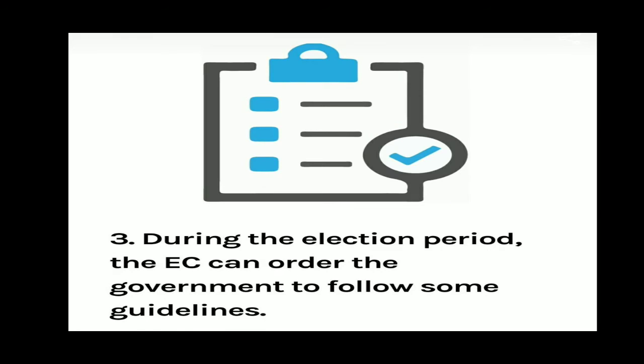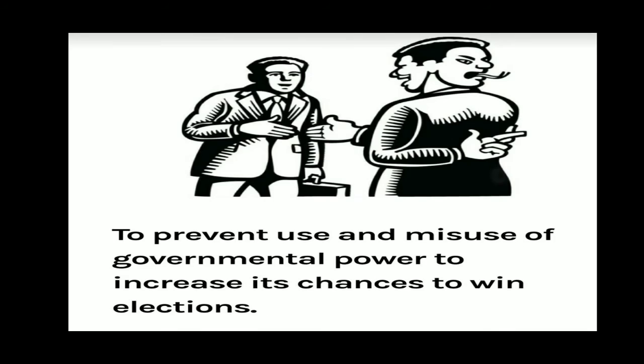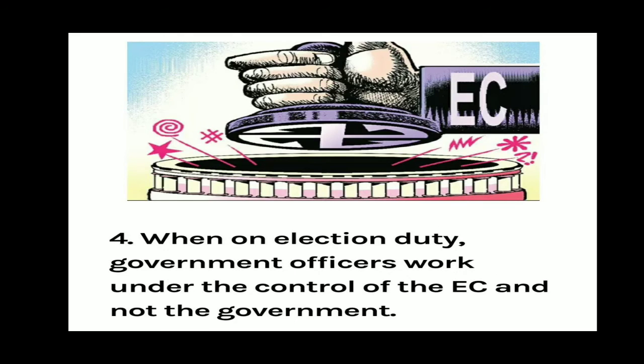Third, during the election period, the Election Commission can order the government to follow some guidelines to prevent the use and misuse of governmental power to increase its chances of winning elections. Fourth, on election duty, government officers work under the control of the EC and not the government. So all these points are the functions of the Election Commission.